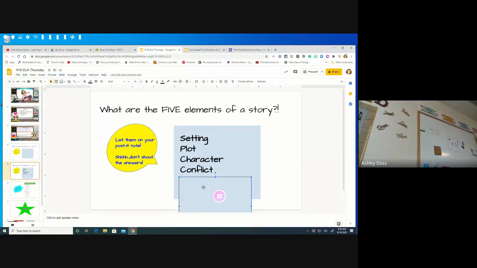And then the final one is theme. The message, remember? So if you actually look at the word theme, it's the beginning of message. So you can see the message, theme. So it's the lesson, the message, the moral, all of that good stuff.